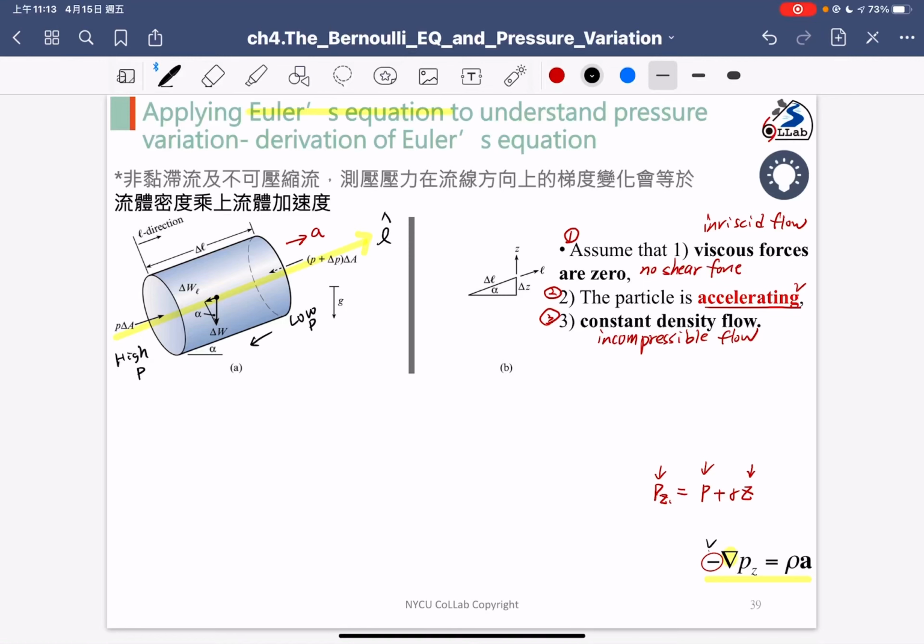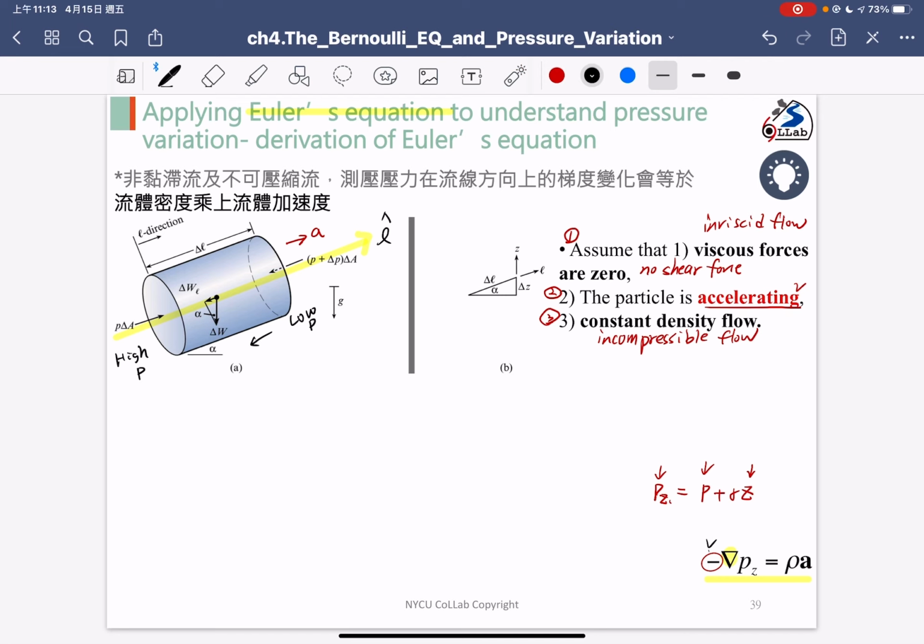Okay, so as I mentioned, the second important equation, which we call Euler's equation, is quite important in our class. Right now, our purpose is to prove the final Euler's equation formula, shown in the bottom right corner here. Okay, so this is our purpose.